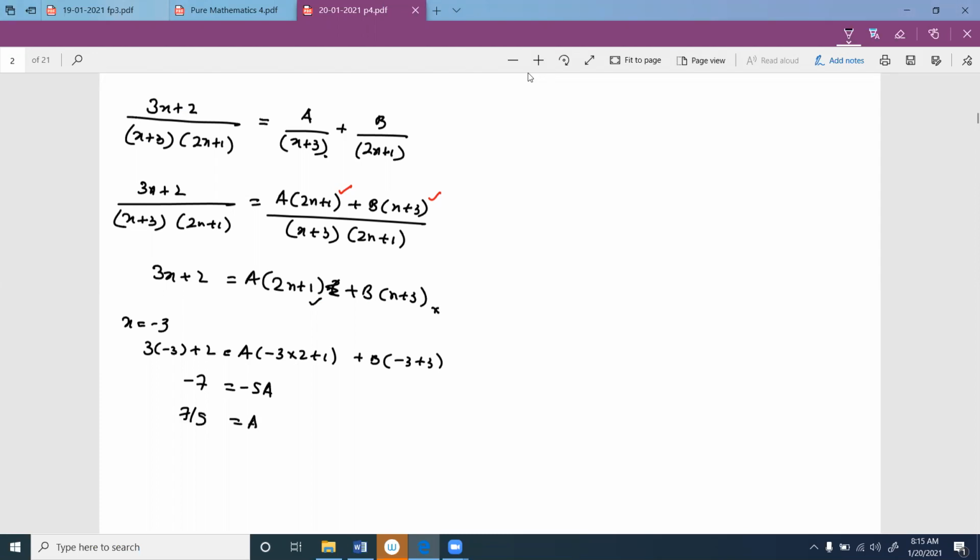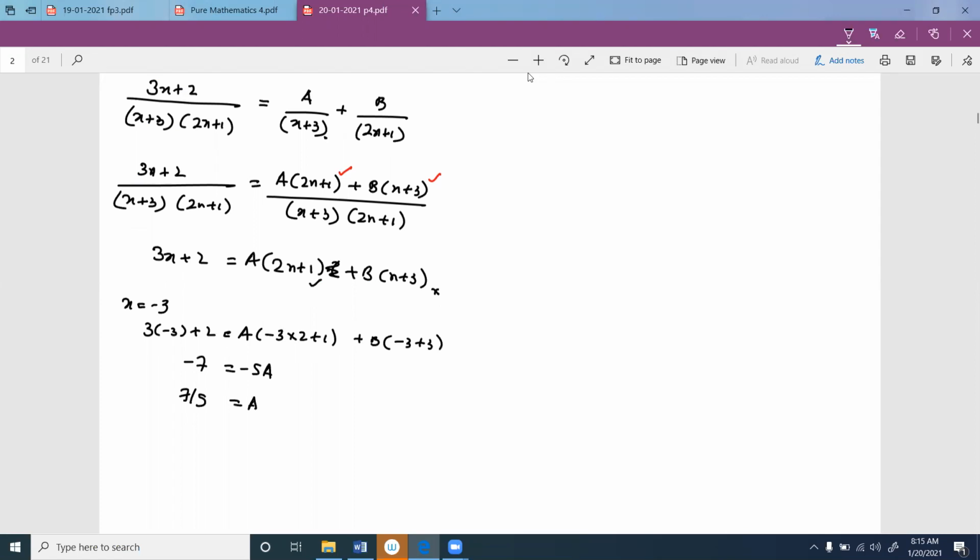Okay, right. Then what you need to do is find the value for b. To find b, I need to cancel a.